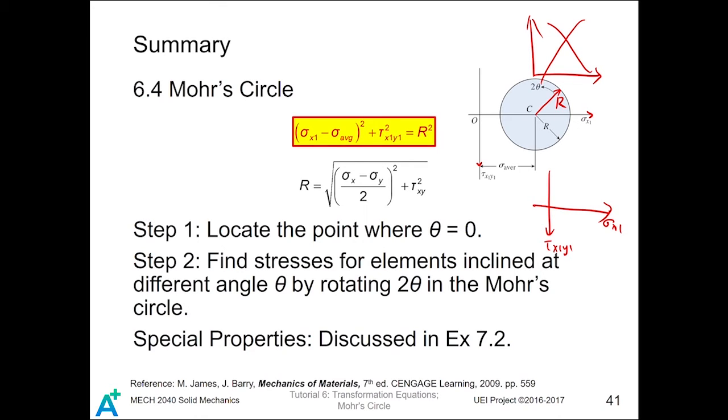To construct a Mohr circle, first locate the point where theta equals 0, as well as find the stresses for element inclined at different angle theta by rotating 2 theta in Mohr circle. So bear in mind that angles in the Mohr circle is 2 theta instead of theta. There are also some special properties of Mohr circle described in the previous exercise 6.2.